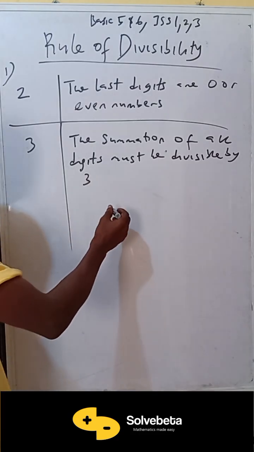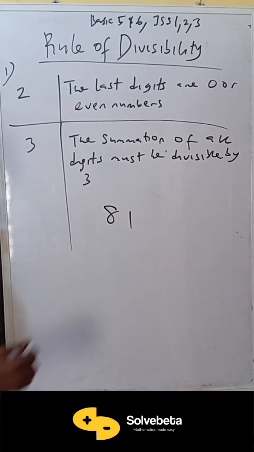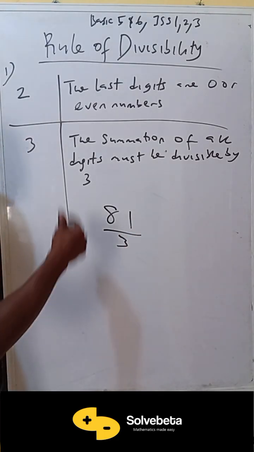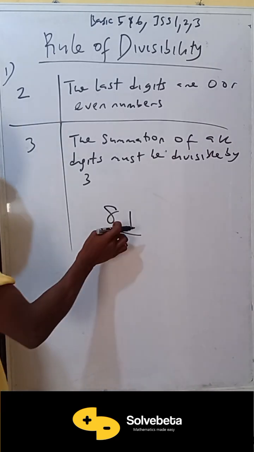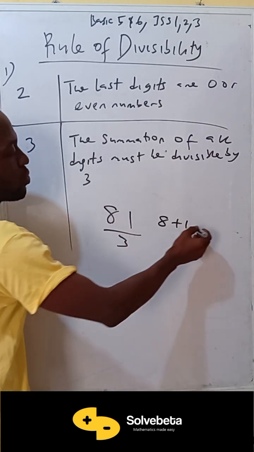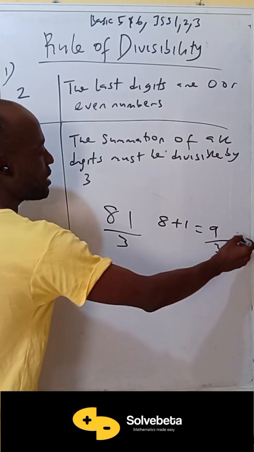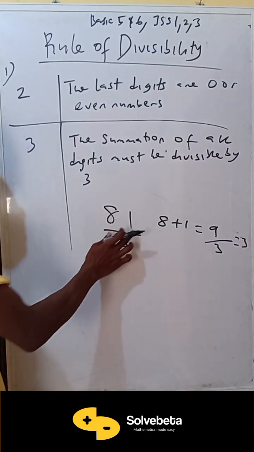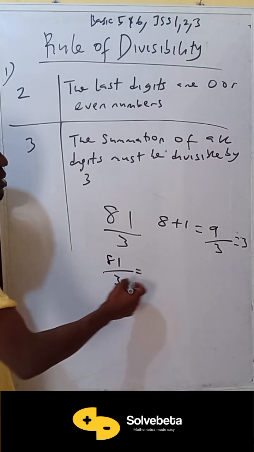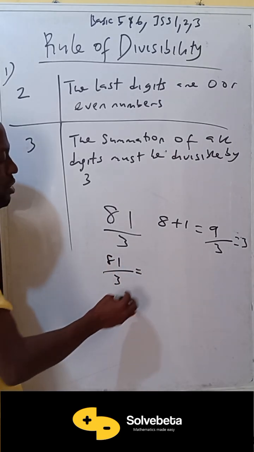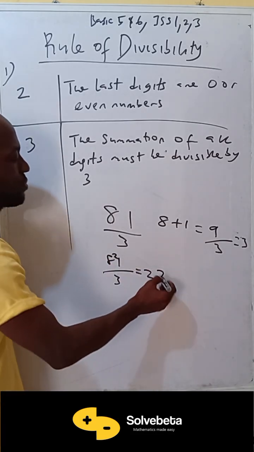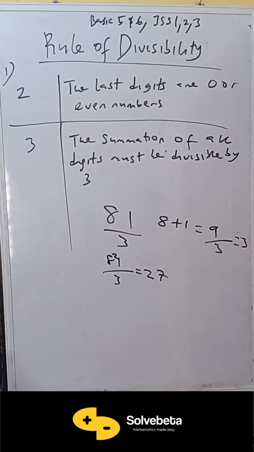Okay, look at this. 81. I want to divide 81 by 3. Are we sure that 81 can be divided by 3 without remainder? Add 8 plus 1. 8 plus 1 is 9. Can 9 be divided by 3? Yes. Since 9 can be divided by 3, my 81 can definitely be divided by 3. So 81 divided by 3. 8 divided by 3 is 2, remainder 2. 3 times 2 is 6. 27. So you can be sure.